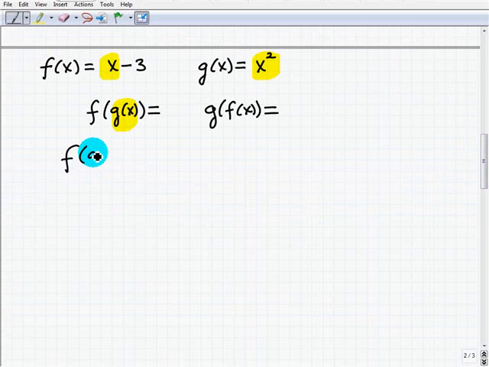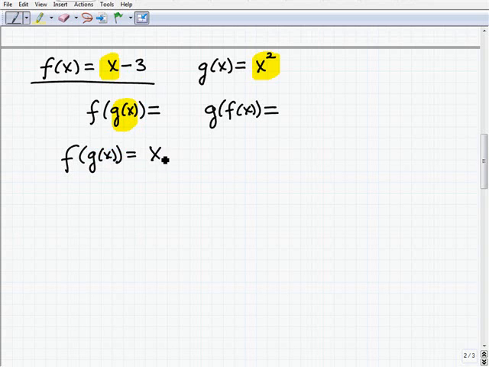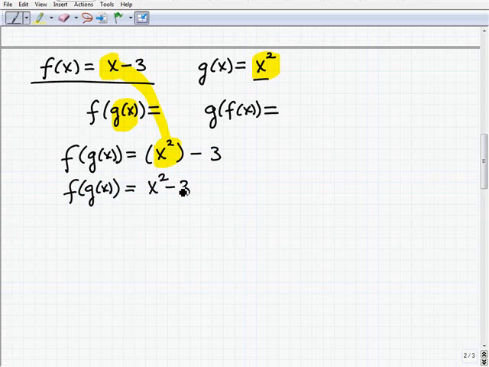So f of g of x is, okay, my f function is x minus 3. All right. However, this x, I'm going to plug in the g function, which is x squared. So it's going to be x squared, let me write that better, x squared minus 3. Okay, that's the g function, and I plugged it in for that x. All right, so now we just go ahead and simplify. So like I said, some of these are very easy. So f of g of x is simply x squared minus 3.